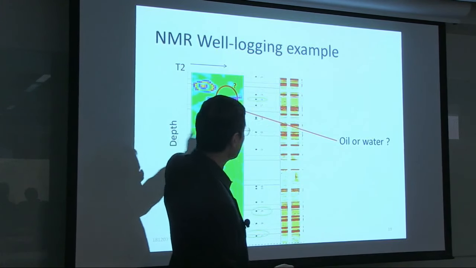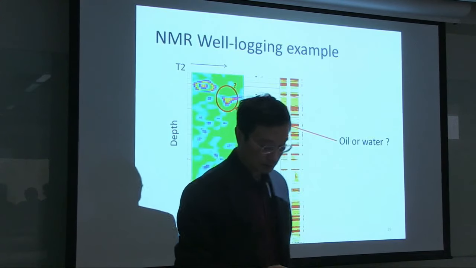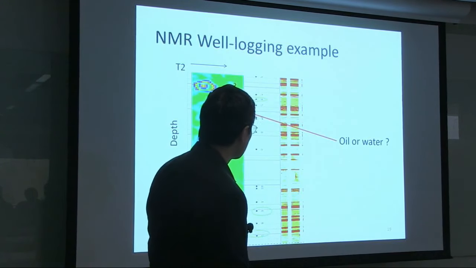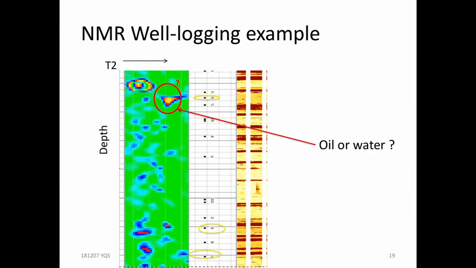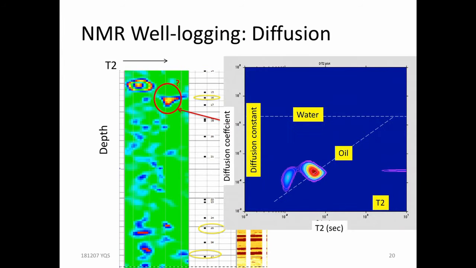Well, from here, as I said, it's either oil or water. You don't really know. So this particular experiment wouldn't tell you that. So you do something else, right? This is another type of experiment.